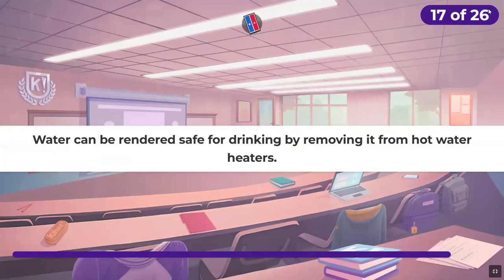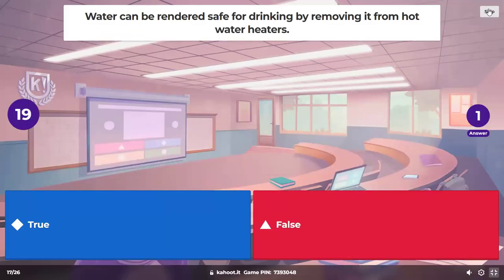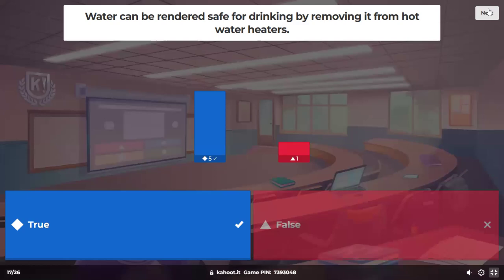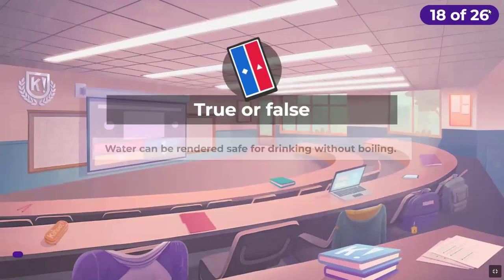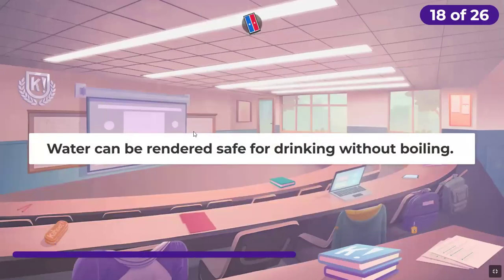Water can be rendered safe for drinking by removing it from hot water heaters. Is the water in the hot water heater, has it been used, or is it clean and ready to be used? So if that is the case, if it's clean, has not been used, can we use that water for drinking if we need to? Remember we said water heaters and the other place. I don't know if it's on one of these slides.